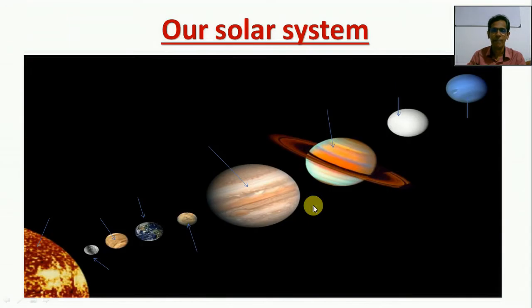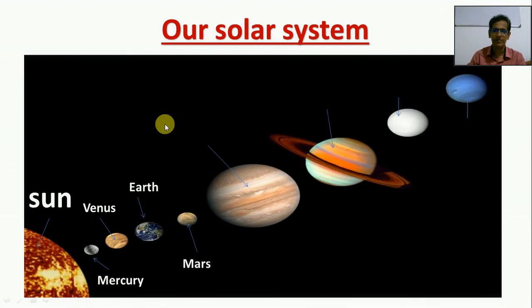Our solar system consists of 8 planets. The closest planet to the Sun is Mercury. It is the smallest member of the solar system. Then the second planet from the Sun is Venus. Third planet from the Sun is Earth. It is also known as the blue planet.